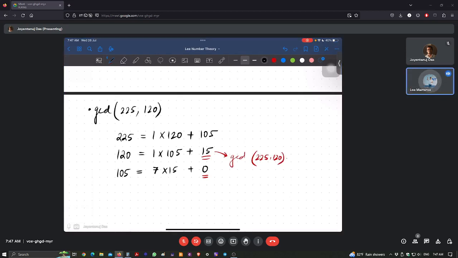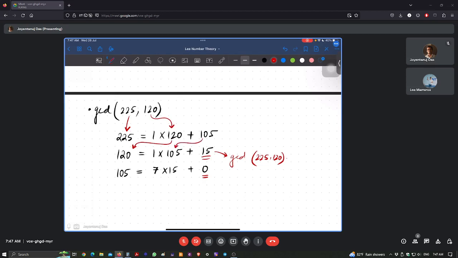So we always start with the bigger number. We divide by the smaller number. Now this number goes here, the remainder comes here. This number goes here, the remainder comes here. So this is the step. I meant the divisor.